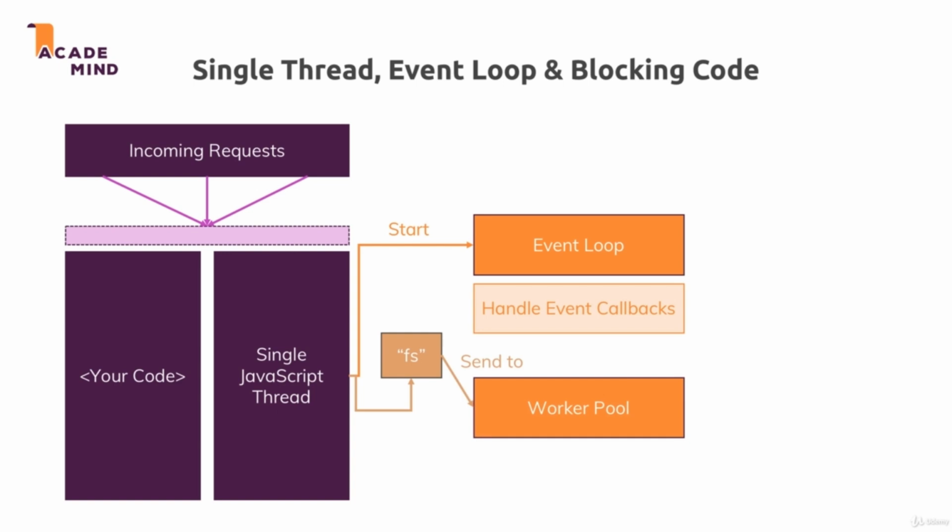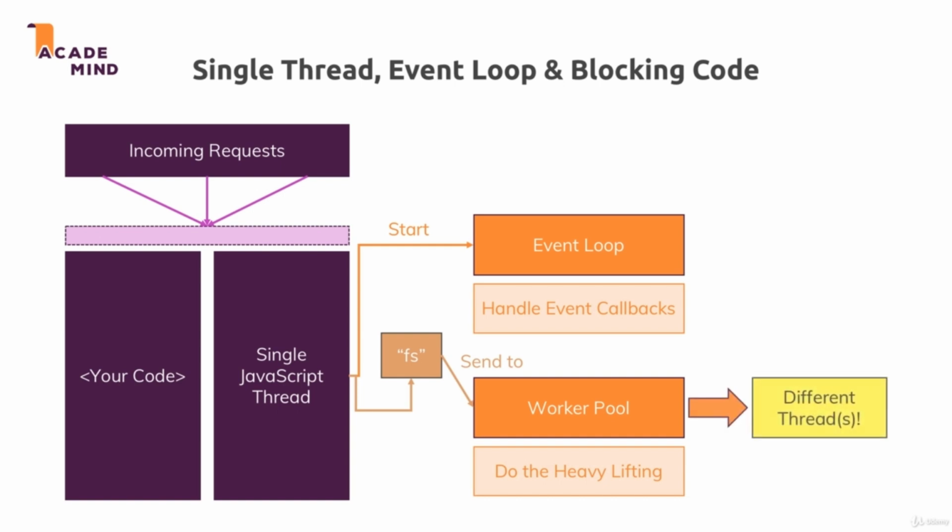Instead, our file system operation and a couple of other long-taking operations are sent to a worker pool, which is also spun up and managed by Node.js automatically. This worker pool is responsible for all the heavy lifting. It is totally detached from your JavaScript code, you could say, and it runs on different threads. It can spin up multiple threads. It's closely intertwined with the operating system you're running the app on. So this is really detached from your code, and this worker pool is therefore doing all the heavy lifting.